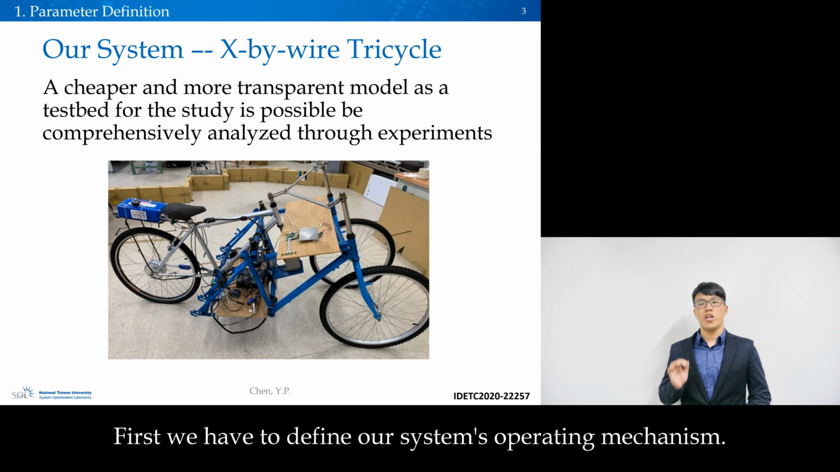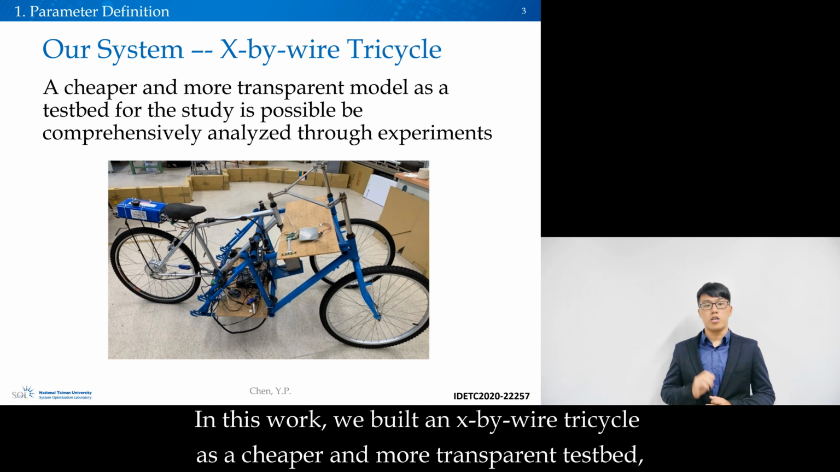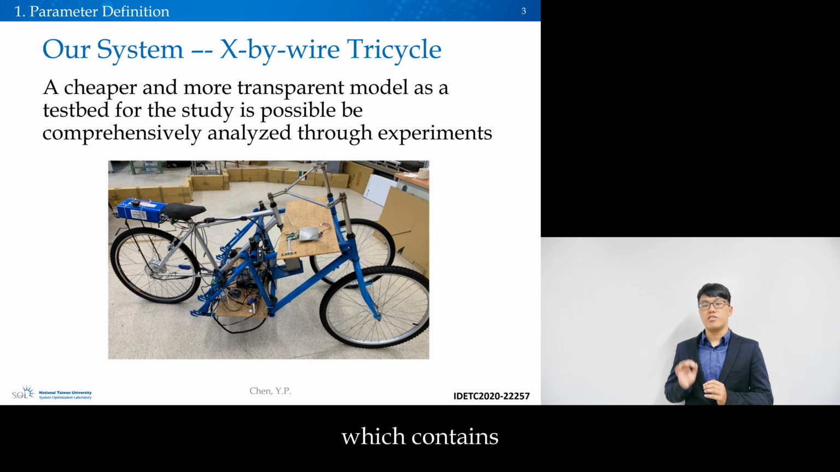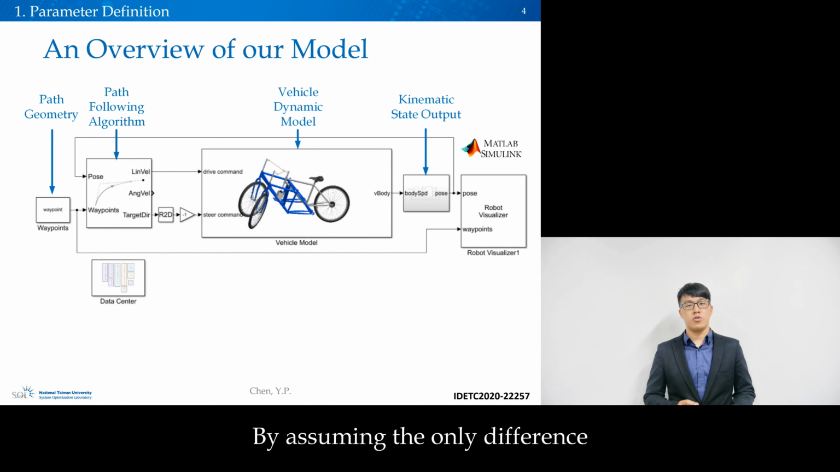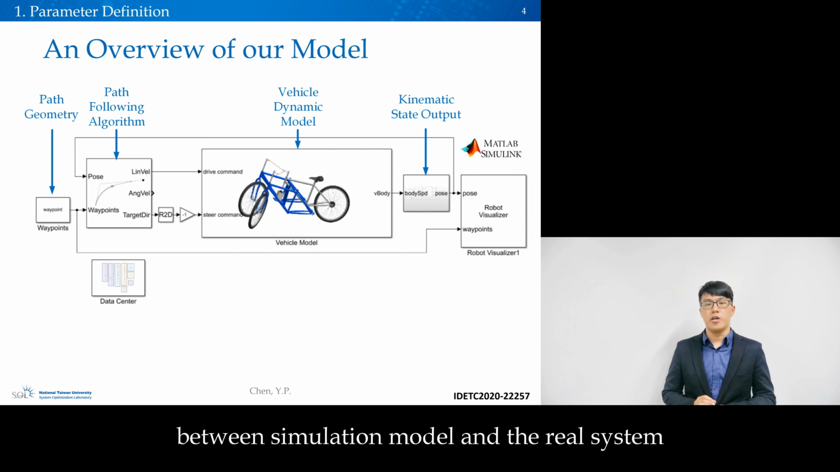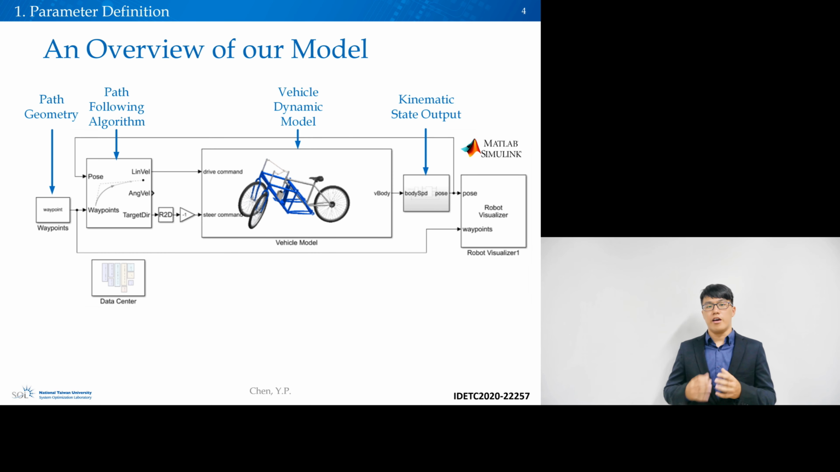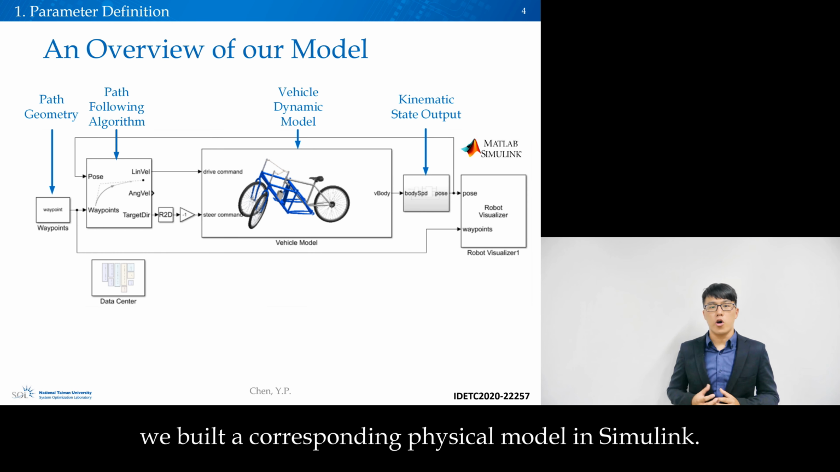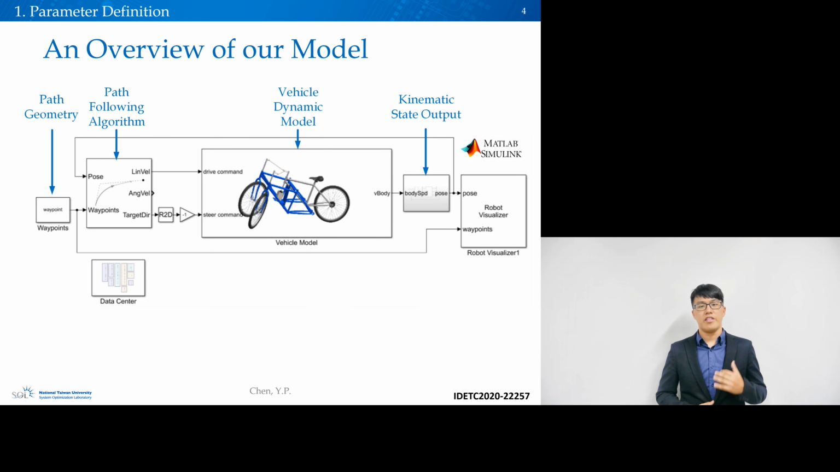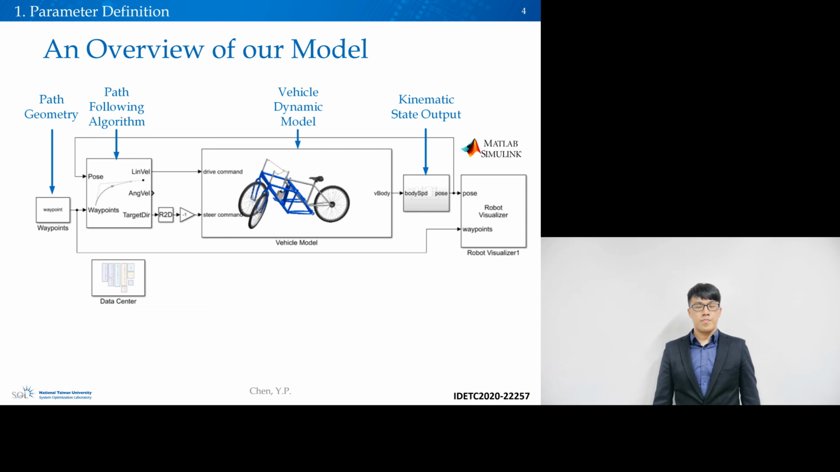First, we have to define our system's operation mechanism. In this work, we built an X-by-wire tricycle as a cheaper and more transparent testbed, which contains fewer physical models and unknown parameters. By assuming the only difference between the simulation model and the real system is the model parameter deviation, and all the actuators are well identified, we build a corresponding physical model in Simulink. Also, a path-following algorithm is used to generate operation commands.